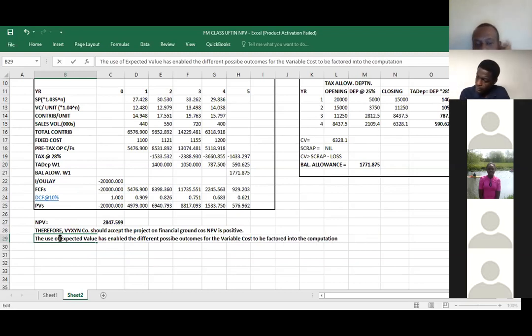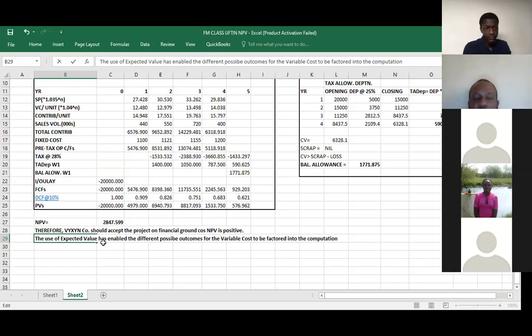So that's our comment. You can say the expected value captures the different possible outcomes. That's basically all.